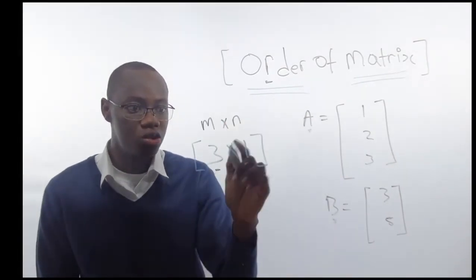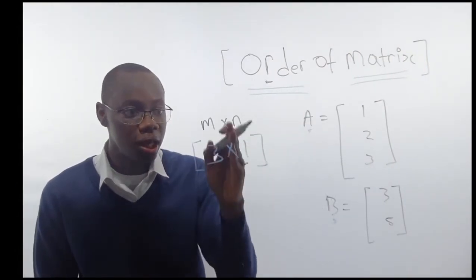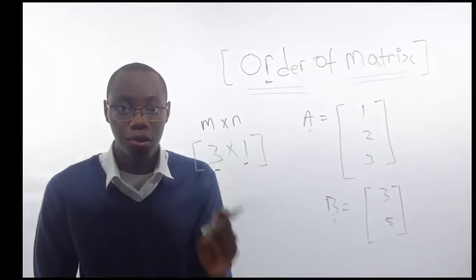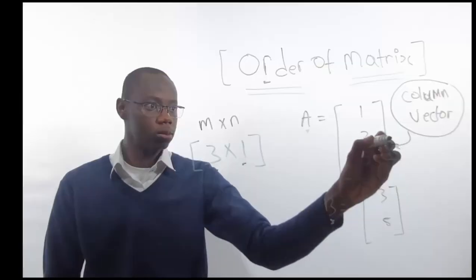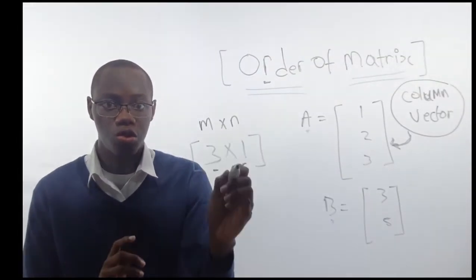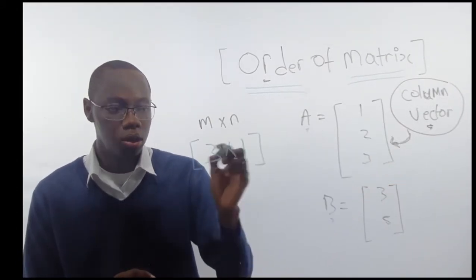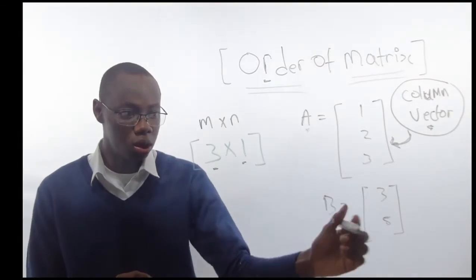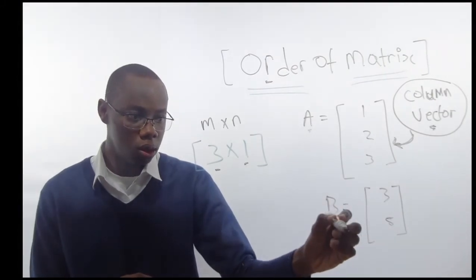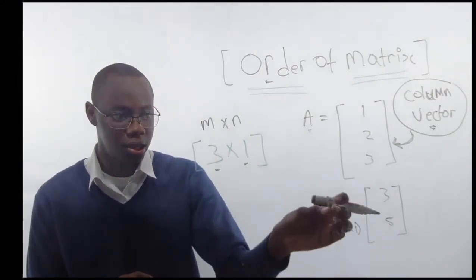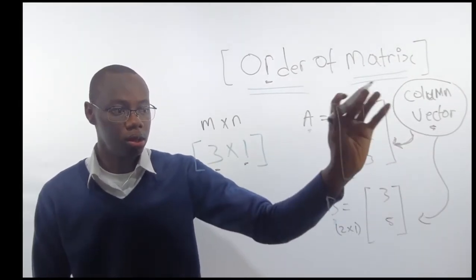Whenever you find a matrix like this having just one column, please pay attention to this. Anytime you find a matrix having just one column, it's called a vector, or more specifically, a column vector. Let me write it here. So whenever you see a matrix with only one column, it is called a column vector. How about this one? This one has only one column. What order is this? 1, 2. So this is a 2 by 1 matrix. You can always write the order at the base of the matrix, like I said before. This here also is going to be a column vector.